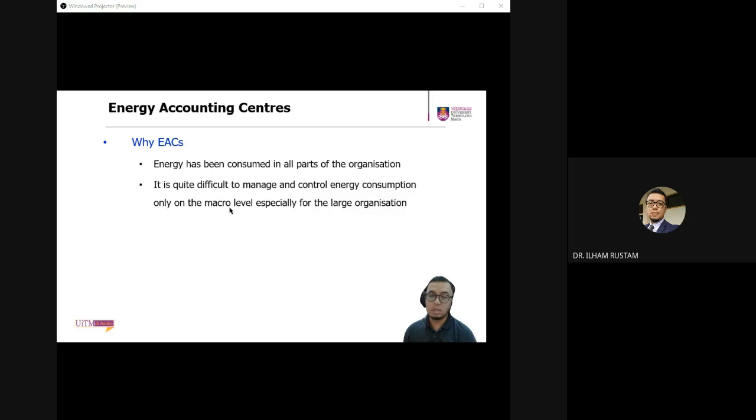So macro level, basically what it means is if you have a sizable, big company, maybe, no need to go on at length, just look at the Petronas Kertih. If you look there, it covers quite an acre. The dimension of the area for that Petronas processing plant, if you go there, you notice it's quite long, it's quite huge.